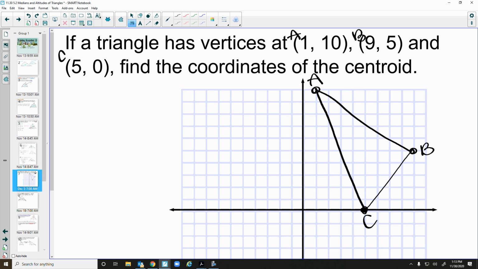Things you have to think about. How is a centroid made? What's it made out of? What is that special segment called? Centroids are made out of medians. Okay, medians. Where does a median come from? Or how is a median made?